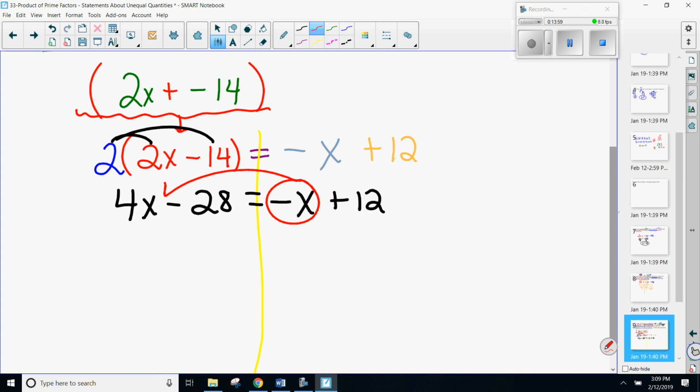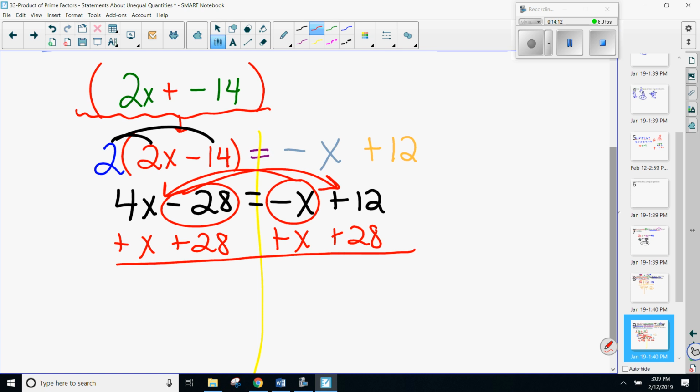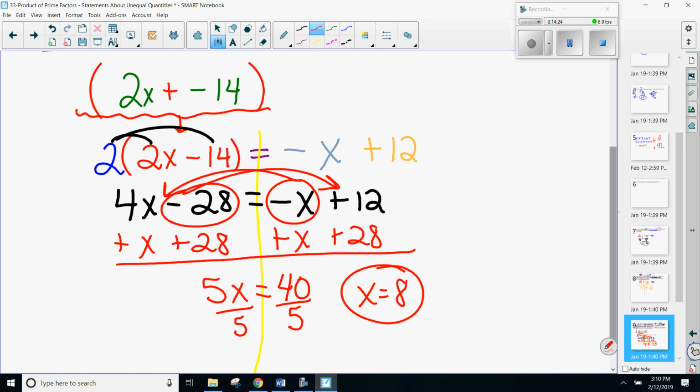Now you want to move things. I'm guessing you're going to move the x this direction. Change the sign. And you're going to move the 28 over this direction. So you have to change the sign to add 28 to both sides. 5x is equal to 40. So you divide by 5, and what's your number? x is equal to 8.